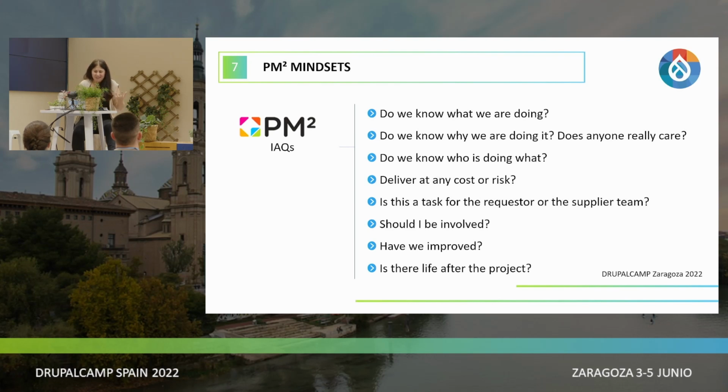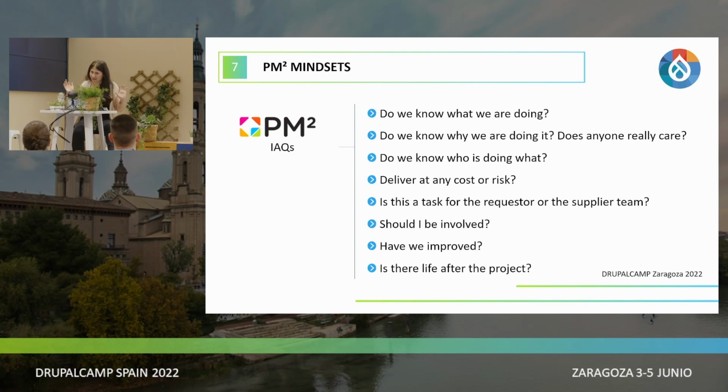Does anyone really care about this specific feature that apparently nobody is going to use? Can we maybe remove it, you know? Do we know who is doing what? Who has to approve what? Because from time to time, people avoid the responsibilities because they are busy and so on, and we keep moving. This is a very common error that we cannot allow. We have to be strict with the responsibilities of everybody that we have in the stakeholder matrix.